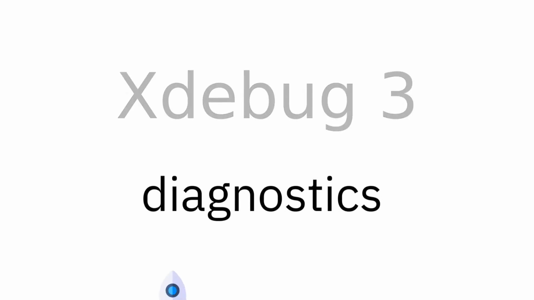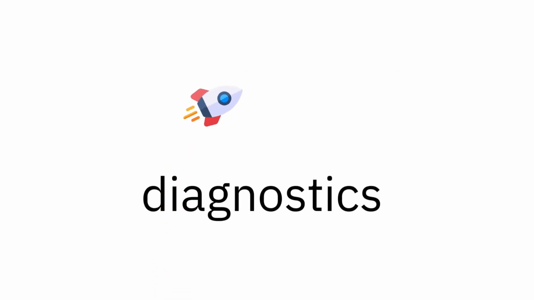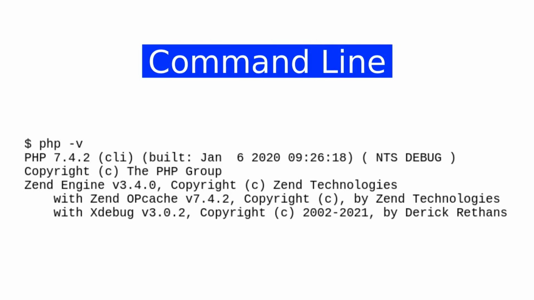In this video, we are going to have a look at diagnosing problems with Xdebug 3, after it has already been installed. The first thing to check is whether Xdebug has been loaded. On the command line you can do that with php -v. The output of this should show with Xdebug and its version number. If opcache is also present, it is important that it is shown above Xdebug.